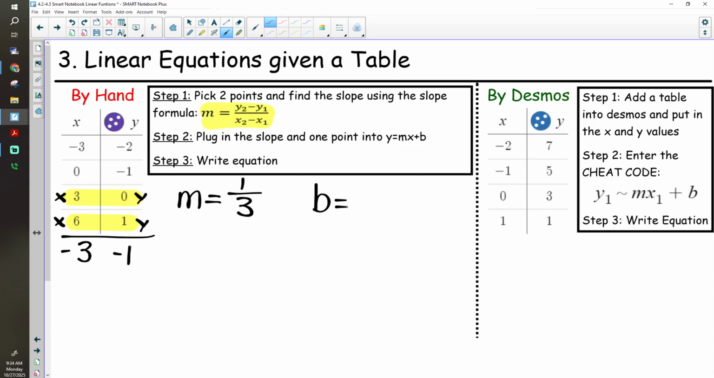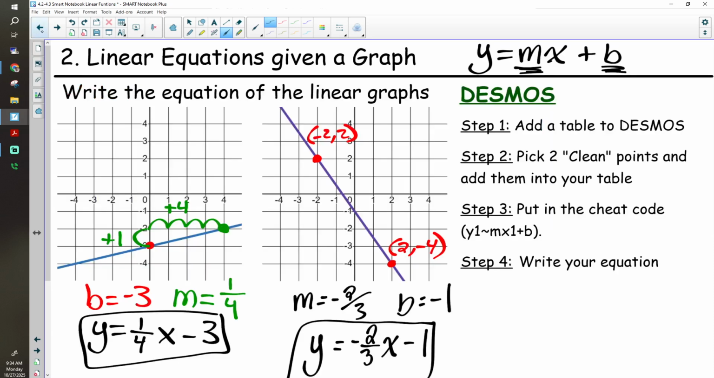I need my b value. Do you know your b value by looking at this? I do. It's in that table somewhere. What is the x value always going to be for a y-intercept? It's always going to be 0. Like if we go look at these graphs, this is the point 0, negative 2. This is the point 0, negative 1. The y-intercept is always going to have an x value of 0.